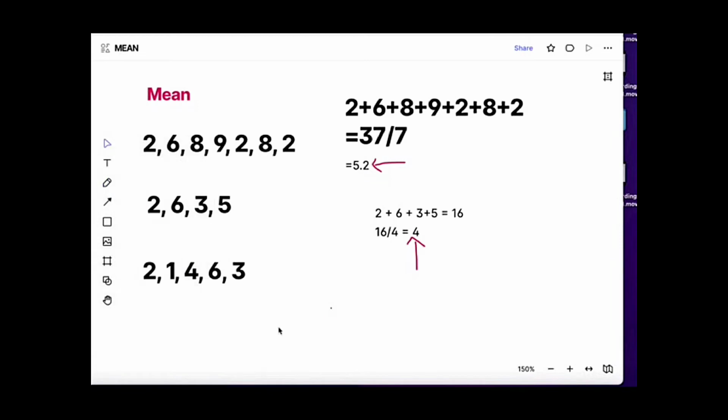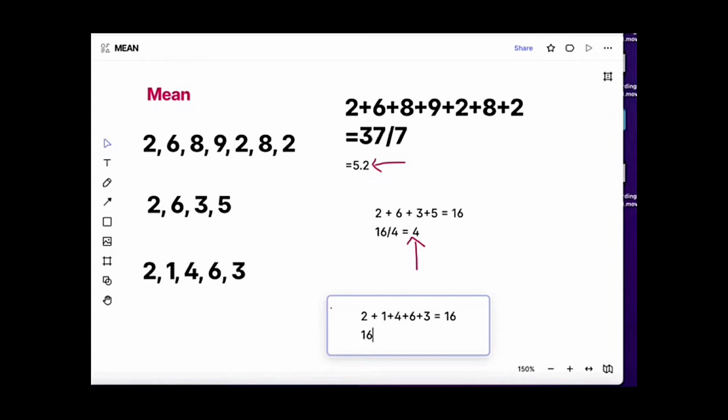All right. Okay. Our last data set, we've got 2, 1, 4, 6, 3. Okay, so to begin, what are the steps that we're going to follow? First step is to add them all. 2 plus 1 plus 4 plus 6 plus 3. And what does that give us? So let me get my calculator here. 2 plus 1 plus 4 plus 6 plus 3. Again, we have 16. And so what is our mean?